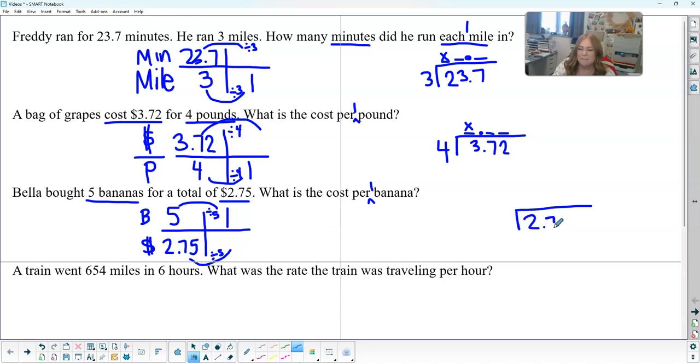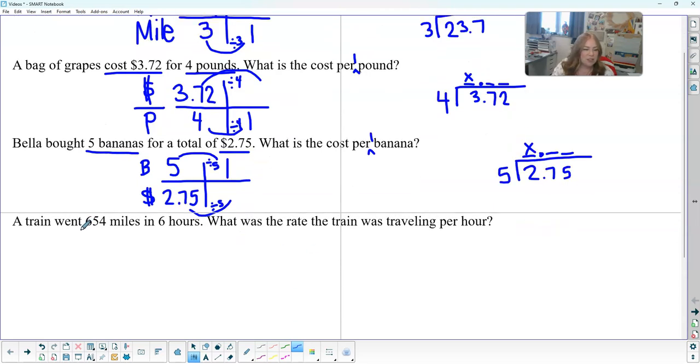So $2.75, we're dividing by 5. I need something above the 2. There's my decimal, something above the 7, something above the 5. It cannot go into 2, but 5 can go into 27 how many times? So each banana is less than $1. Doesn't have a ones place. So see if you can finish and see how much one banana is.